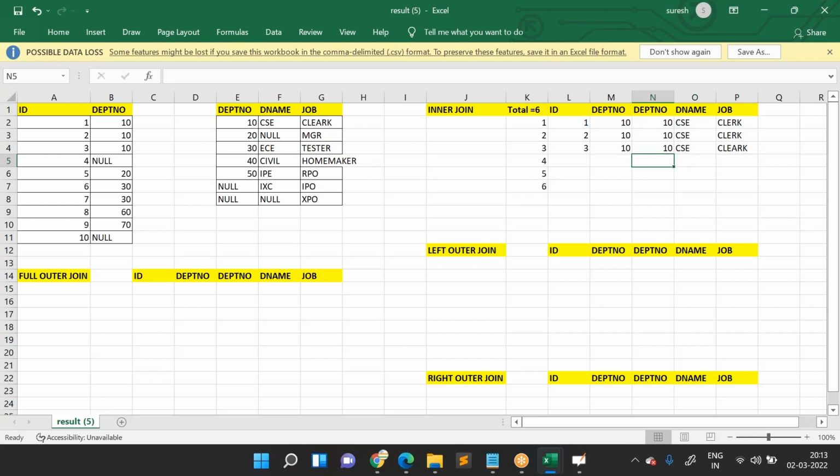Which is matching next? Fifth one. 20 is matching. 4 is not. 5, 20, 20. What is the main D name? Null. MGR. Next. 6.